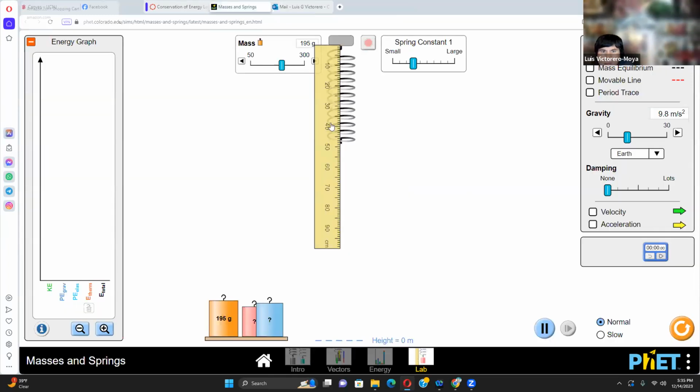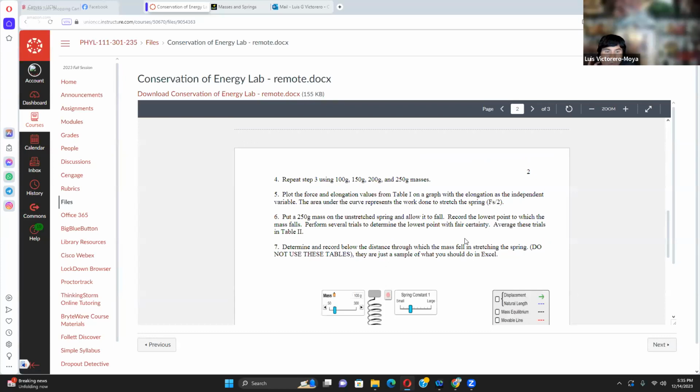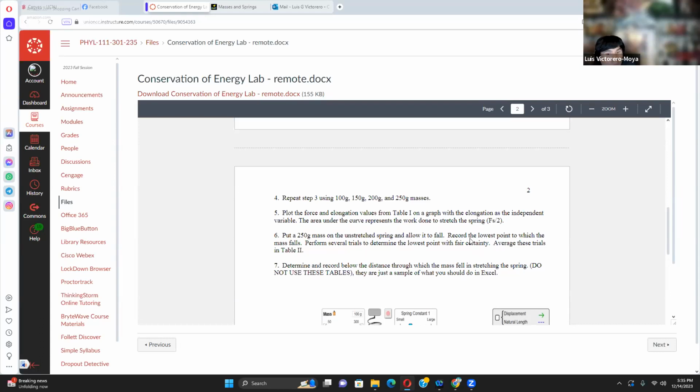The ruler comes from here, and that will give you the natural length of the spring. Here it is about 48, 49 centimeters. You need that to calculate the elongation. The elongation is calculated by subtracting whatever the displacement is on the spring due to different masses.